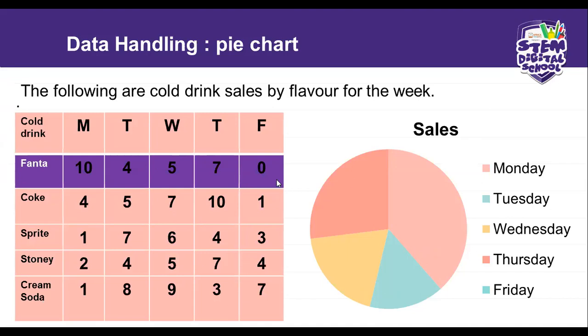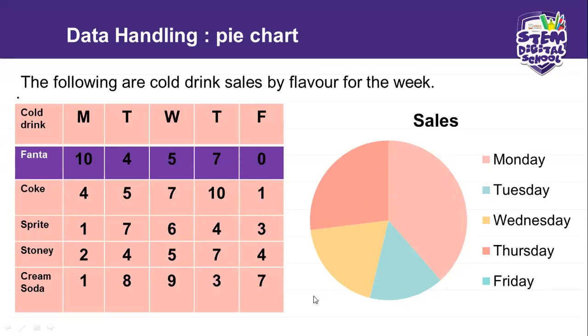Then what about Friday? Let's go to the graph and see if we've got anything about Friday. There's Friday, it's blue, but it's not the same blue as that one. Because there was nothing sold on Friday, that is why on the graph here, we do not have anything represented for Friday. So you can see that you can do lots of graphs using your table and data.